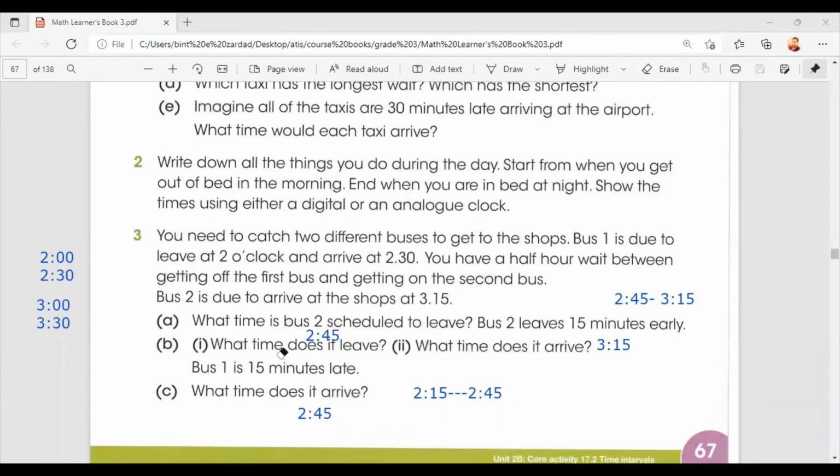Okay, bus 2. What time does it leave? 2:45. What time does it arrive? 3:15. Bus 1 is 15 minutes late. Talking about bus 1 now, 15 minutes late means not 2 o'clock, it means 2:15 the bus leaves the stop. So what time does it arrive? 2:15 leave the stop, so it arrives 2:45. The distance from the first stop to the last stop is 30 minutes.